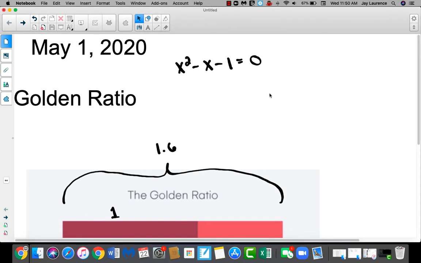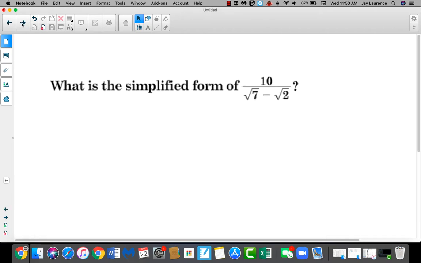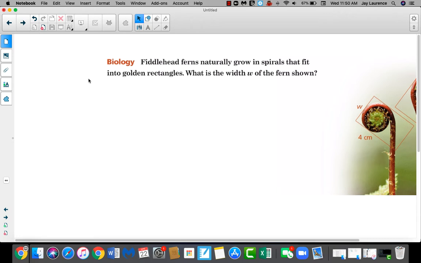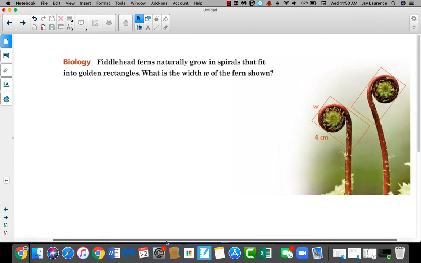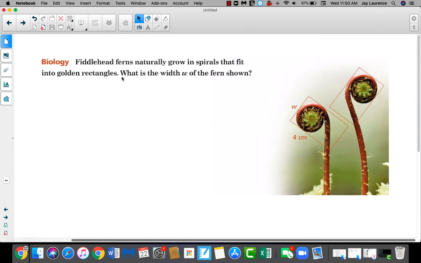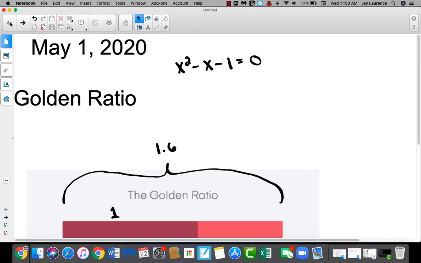Mr. Lawrence here, and this video will briefly talk about the golden ratio, the video you watched yesterday from YouTube, but then I'll go over giving simplified forms of radical numbers and actually using the golden ratio to help us solve a problem. So anyway, briefly, the golden ratio is kind of a mystery. Okay, you saw in the video how it applies to your body and to flowers.